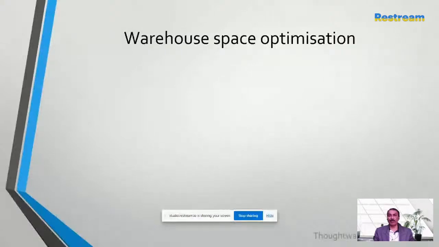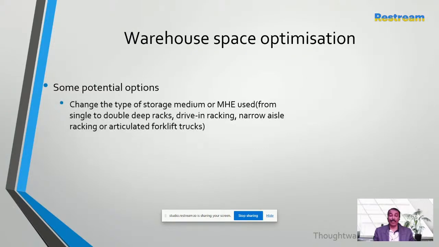Coming to warehouse space optimization, there are some potential options. Change the type of storage medium or material handling equipment used, say for example, from single to double deep racks, drive-in racks, narrow aisle racking, or articulated forklift truck. Of course, for each one of these, if you go to YouTube and start typing, you will get videos of all this material handling equipment.